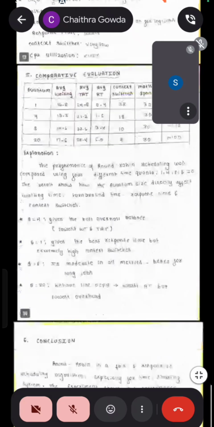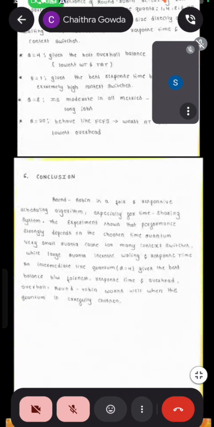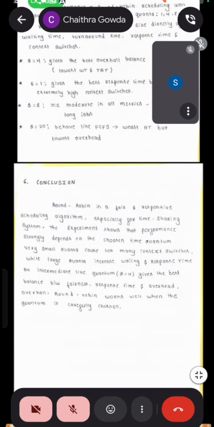Conclusion. Round robin is a fair and responsive scheduling algorithm, especially for time sharing systems. The experiment shows that performance strongly depends on the chosen time quantum. A very small quantum leads to many context switches, while a large quantum increases waiting and response time, and an intermediate one like quantum 4 gives the best balance between fairness, response time, and overhead. Overall, round robin works well when the quantum is carefully chosen. Thank you.